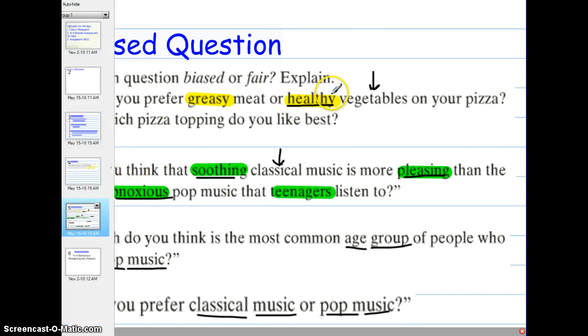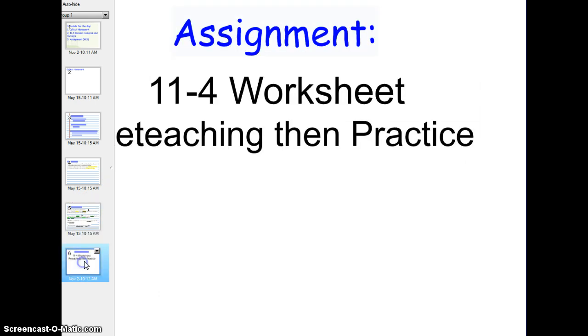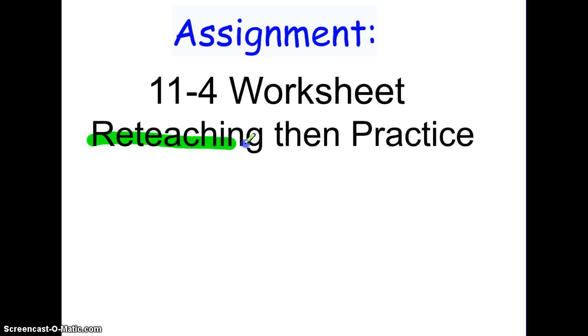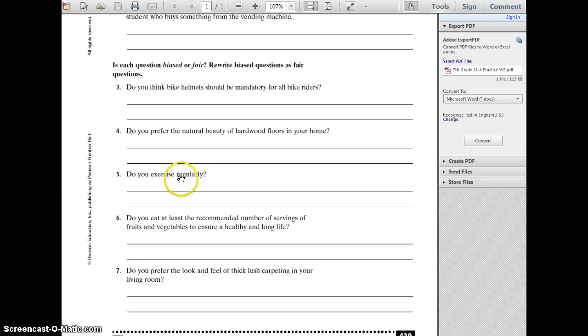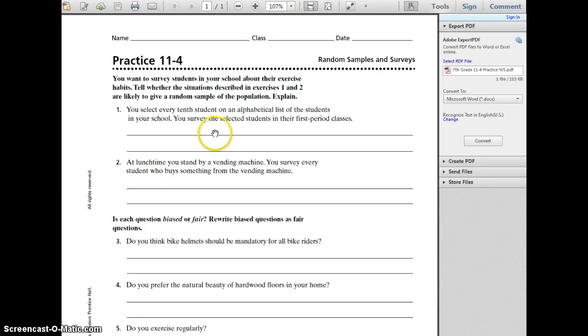All right, and really that's about it for random samples and surveys. One thing that I would like to add is there's going to be plenty of work time today, obviously, and so what we're going to do is have you do the reteaching, and then you are going to do the practice. Please complete the reteaching, and then show the substitute that you've completed the reteaching, and then they will be giving you the practice, but you have to earn it by doing the reteaching. The practice looks like this. This is what is due tomorrow, 11-4 practice.